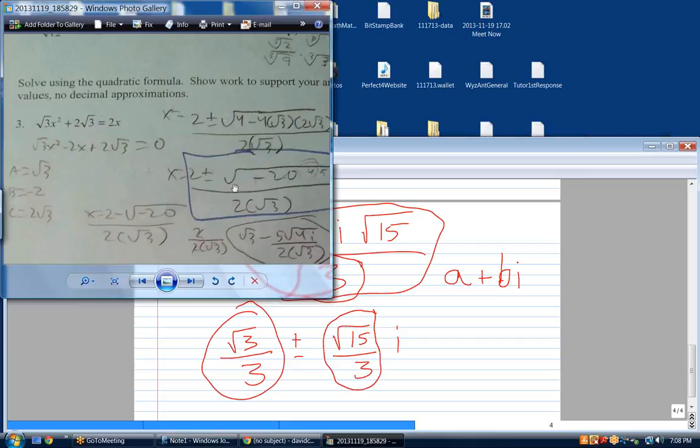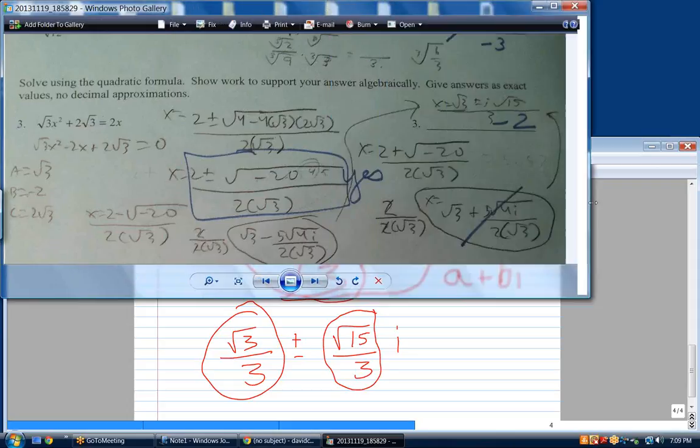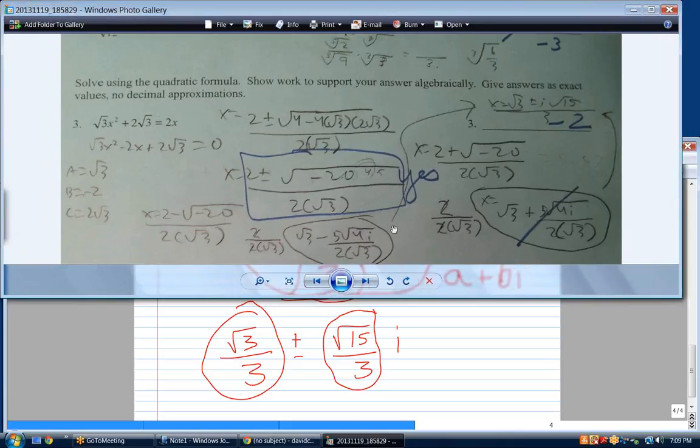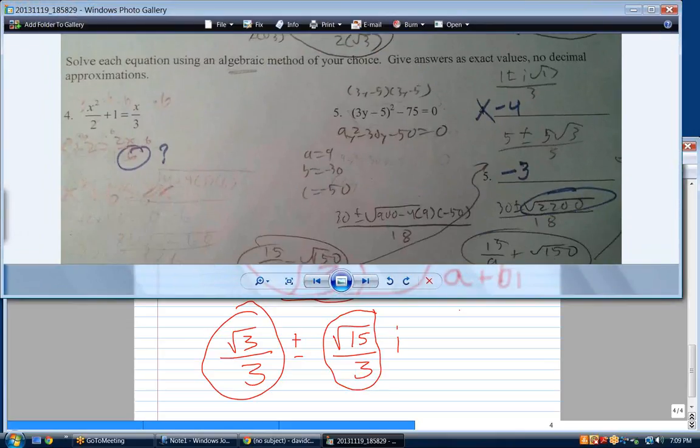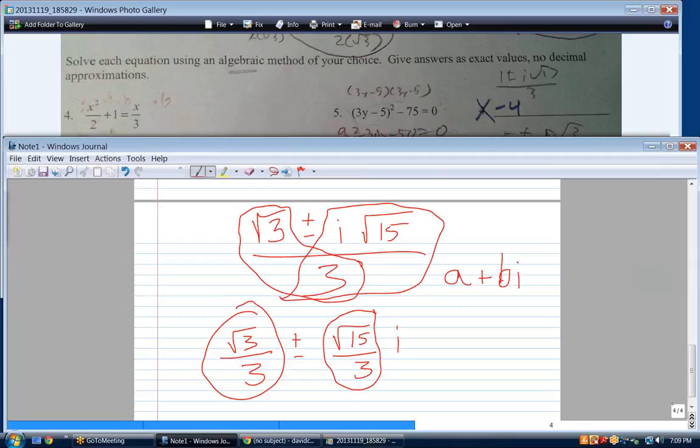Let's see what we had. Okay, we got something close to that. Must have made a math error or something. Okay, what next? Which one next? Number 4 and 5.